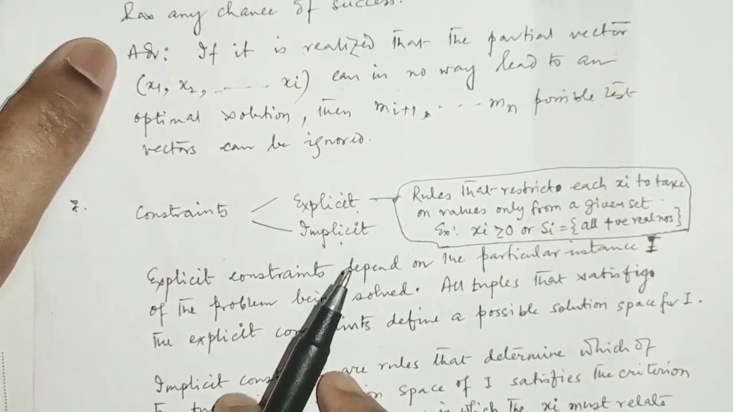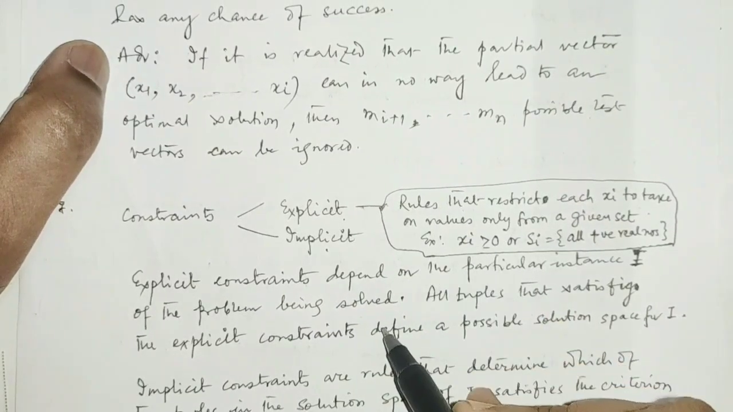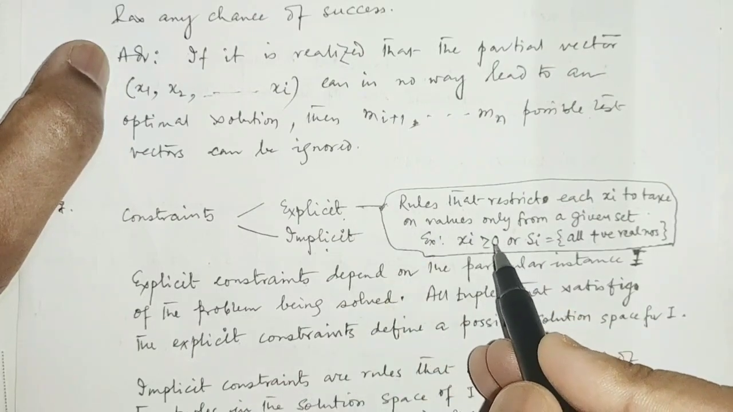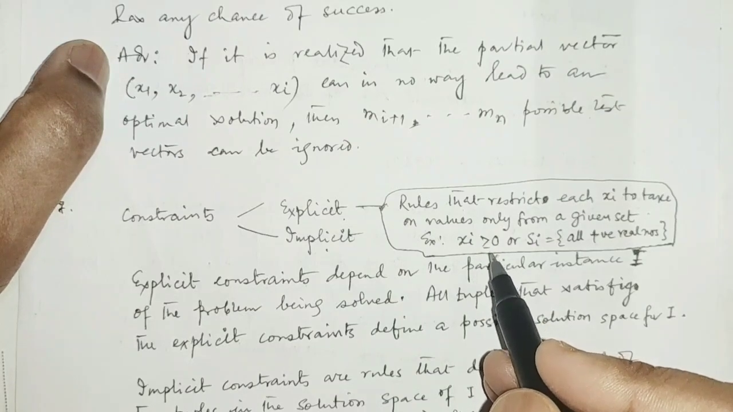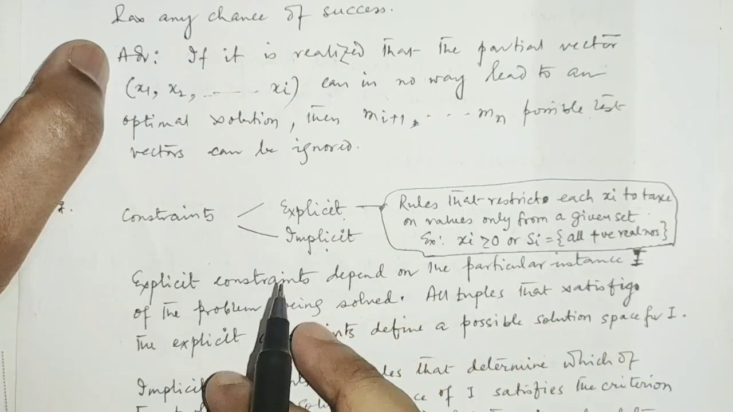For an example, in support of that explicit constant, xi is greater than or equal to 0, if it is set explicitly. Then what will be the set? From this it is clear that the value of xi is greater than or equal to 0, that means positive. So si, that is the set, will be all positive real numbers.